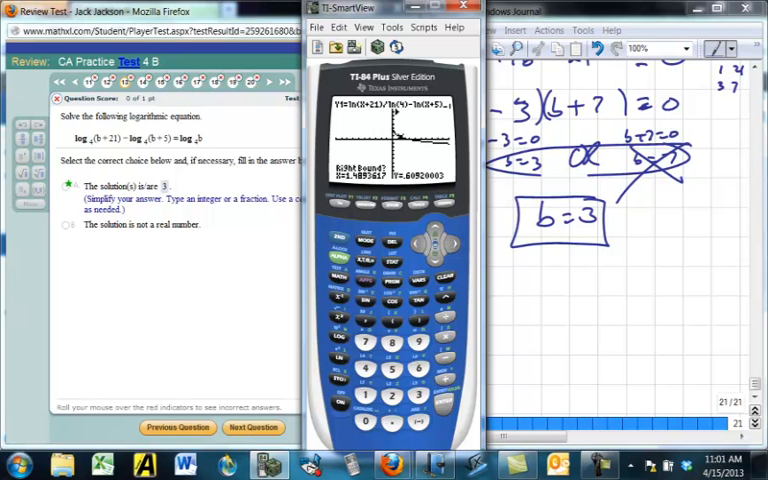And then right bound. There you go. And get close to where it crosses there. We're closer to where y is kind of close to 0. Alright, hit enter. And x is 3. So b, or x, is 3. So there's their solution.